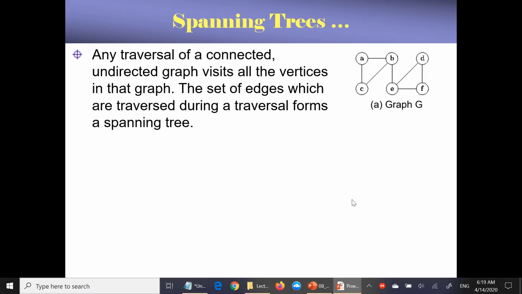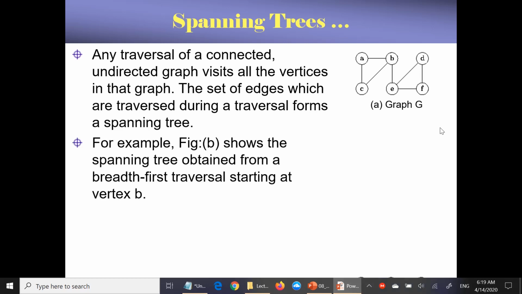How do we get a spanning tree from a graph? Basically, any traversal of a connected, undirected graph will visit all the vertices in that graph. Now, if you take the set of edges which were actually followed during the traversal, you will have a spanning tree. For example, let us consider this graph.